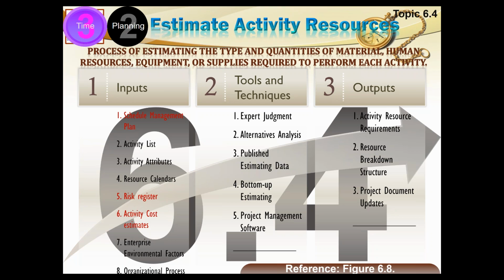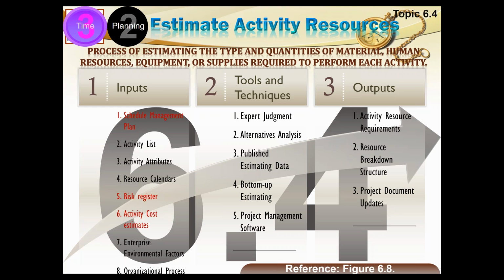This is the diagram for all the interactions with the estimate activity resources, and you see all the inputs we have talked about. There were a number of inputs. Cost estimate was coming from estimate cost, and identify risk was giving us the risk register. Resource calendar is coming from acquire team and conduct procurements. Organization is giving us the organization processes and enterprise environmental factors. Plan schedule is giving the schedule management plan, and define activities giving us two things, activity list and attributes. These are all the inputs. 1, 2, 3, 4, 5, 6, 7, 8.